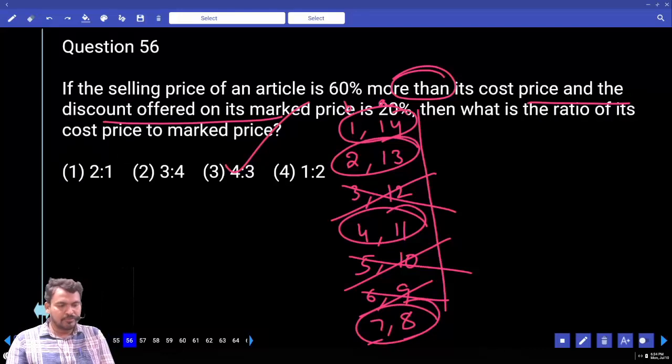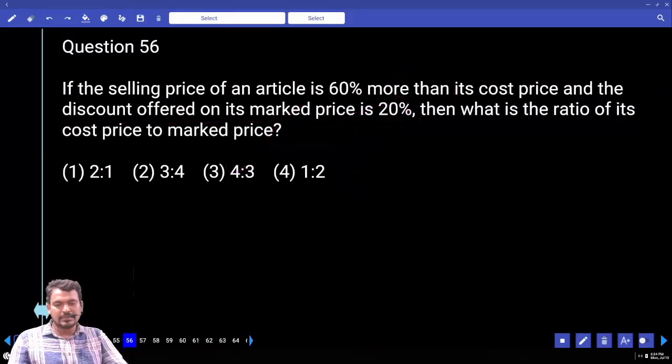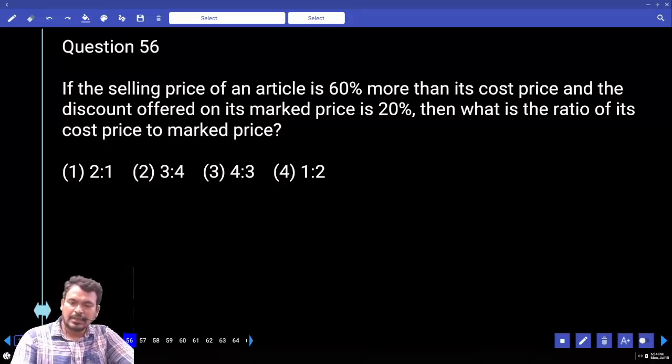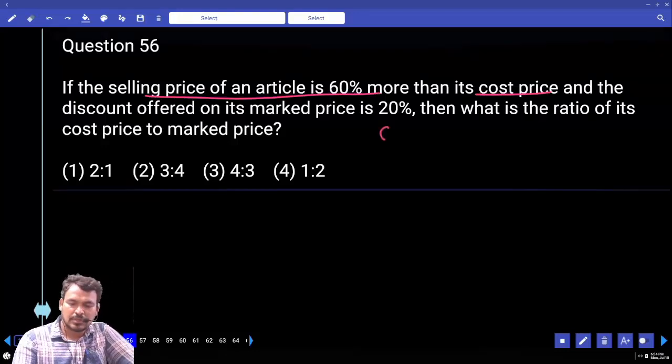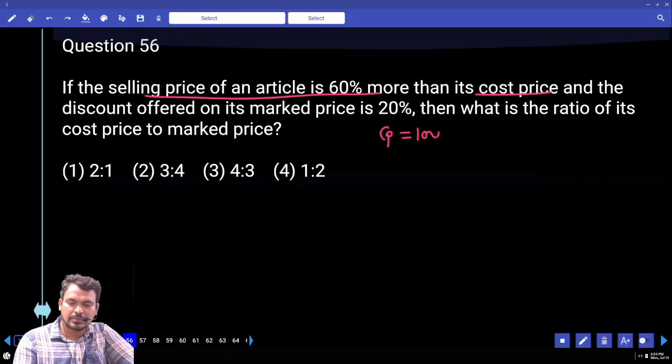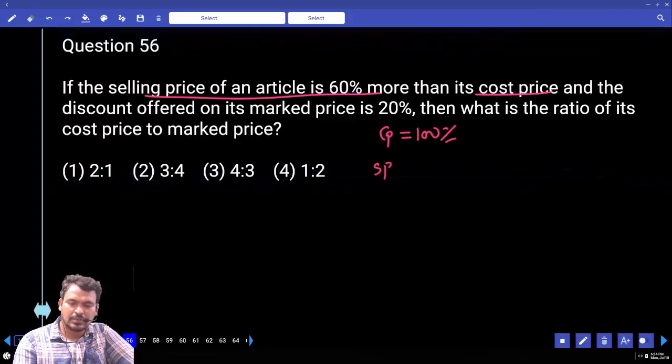Next question number 56. If the selling price of an article is 60% more than the cost price and the discount offered on its market price is 20%, then what is the ratio of the cost price to market price? And here compared to cost price, selling price how much percent more? 60% more. Suppose CP we consider 100%, then selling price is 160%.